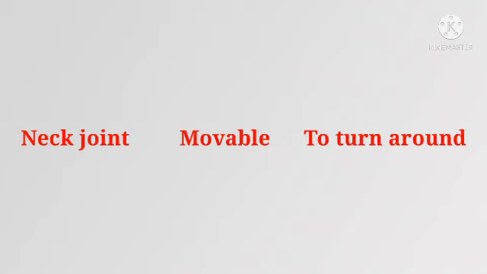Second one, it is the neck joint. Is it movable or immovable? Yes, it is movable. We can move it in all directions, isn't it? Then how is it used, children? Yes, we can turn around. We can turn around by using our neck. So how is it used? To turn around.